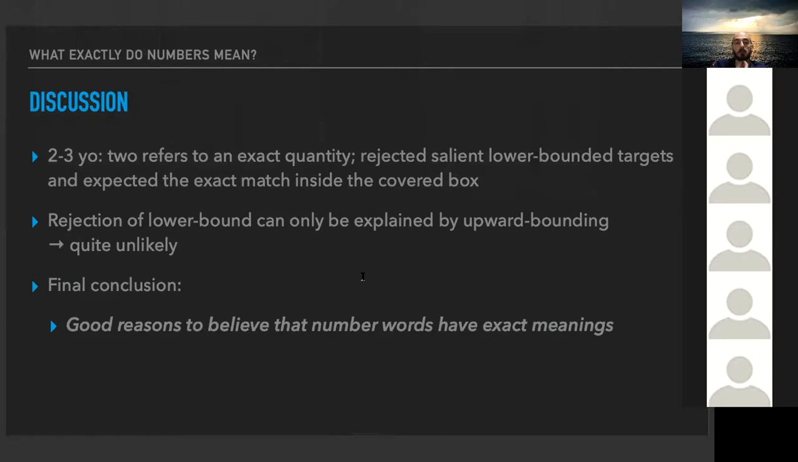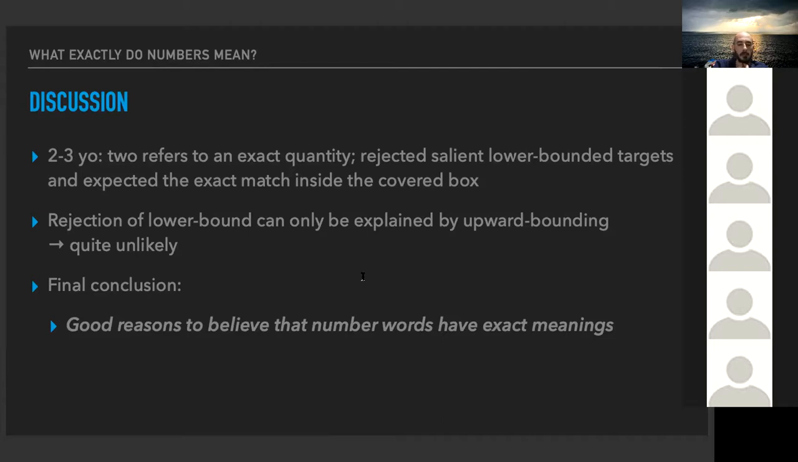First of all, we found out that 2- to 3-year-olds interpret numbers as referring to an exact quantity. Like adults, they rejected salient lower bounded targets and aimed for the covered box. On the lower bounded theory, the rejection of a lower bounded target can only be explained as an effect of an upward bounding scalar implicature. However, 2 features of our current results make such an explanation quite unlikely.